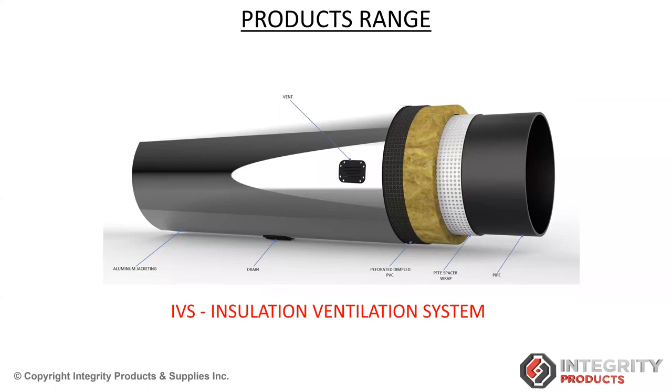Again, this is a relatively new product for us as well, our insulation ventilation system. It's made up of a perforated dimple wrap, which sits on the outside of the insulation, forming an air gap between the insulation and the cladding itself. What this does is allow moisture that has built up in the insulation, or condensation from inside, to leave the insulation system, flow to the 6 o'clock position on the pipe, and then drain out of the system. So that's our perforated dimple wrap used in conjunction with our vents and drains.